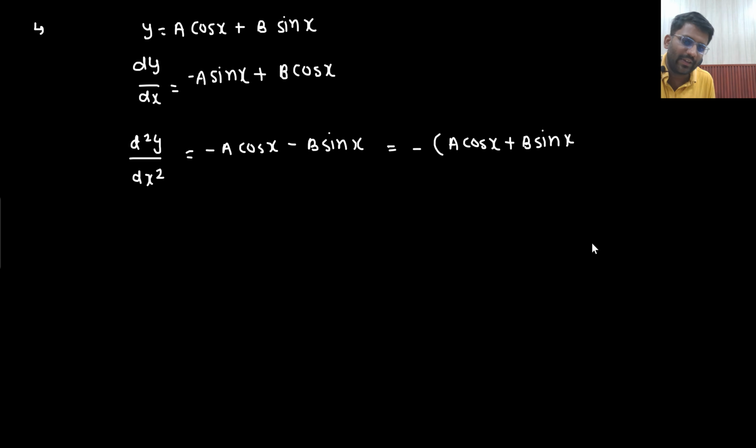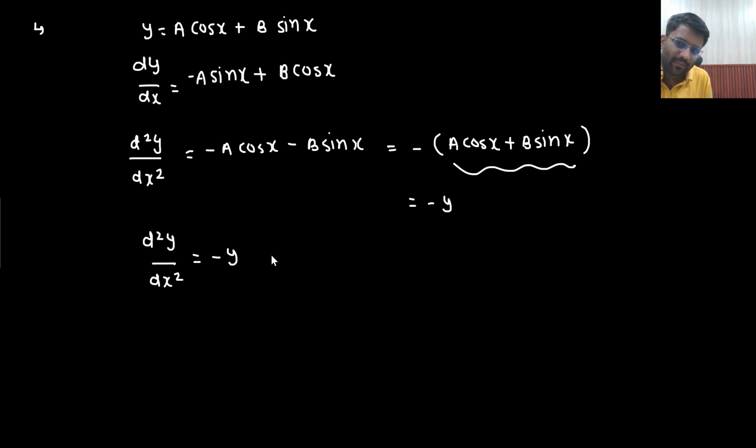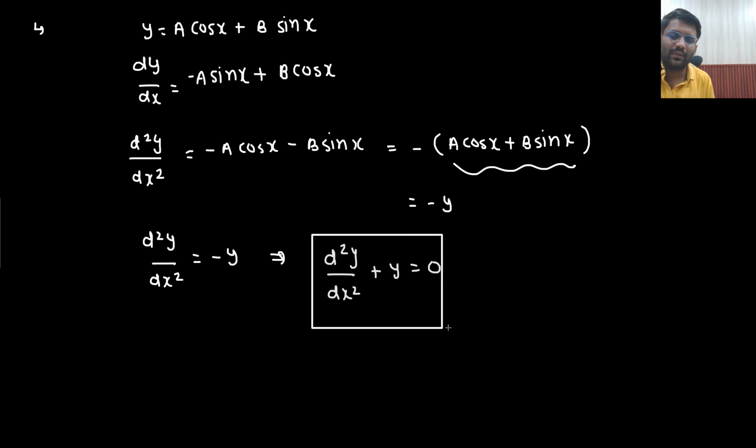Now what is a cos x plus b sin x equivalent to? That is equivalent to y only. So what are you getting? d2y by dx2 is coming out to be minus y, or you can write d2y by dx2 plus y equals 0. There you go. This is the differential equation that you are getting.